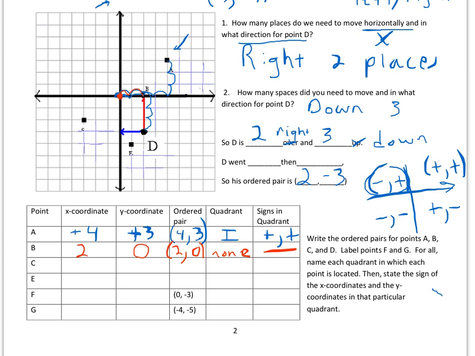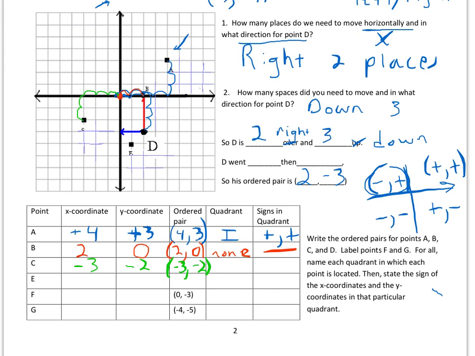All right, point C. To get to point C, let me change colors. Let's use green. Okay, to get to point C, I need to move. Again, I always move left or right. So 1, 2, 3 left. Now, if I'm going left, it's going to be a negative. So negative 3. And then my y coordinate, I would move down. So I keep my pencil here and then go 1, 2. So I would move down 2. I know down is negative. So my ordered pair would be negative 3, negative 2.